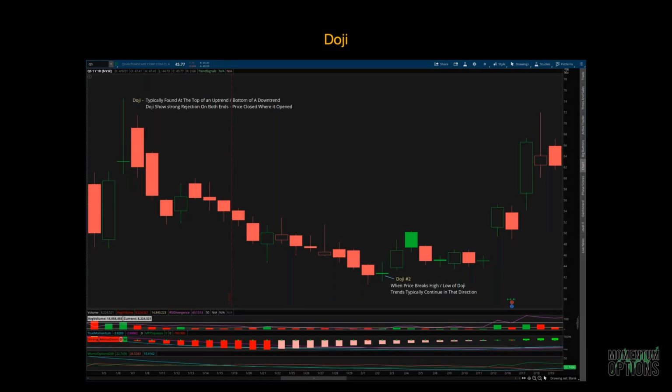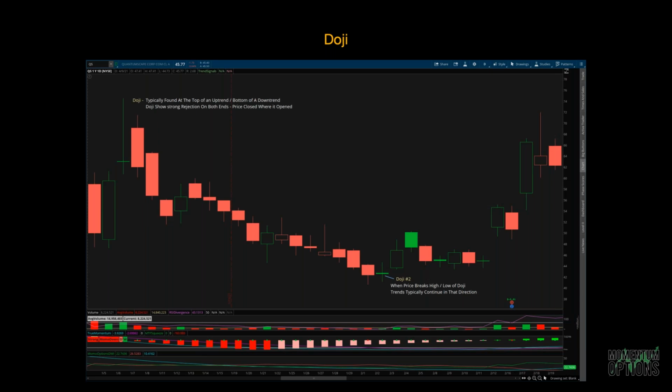Another extremely powerful candlestick that you need to be able to recognize is the doji. Typically, doji are found at the top of an uptrend or the bottom of a downtrend, and dojis show us strong rejection on both ends and price closing almost exactly where it opened, okay? You can't have a doji where you say, oh, the body's a little bit big. That's outside of that exception. We want the opening price and closing price to be almost exact. I mean, very close, okay?